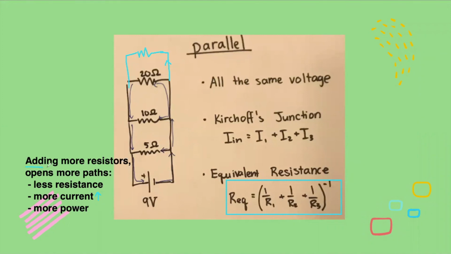If you add too many resistors, you can make the resistance too low and the current too high, and all that excess power turns to heat. So, things you don't want. You don't want the wires in your wall heating up to dangerous levels. That's how we start house fires.